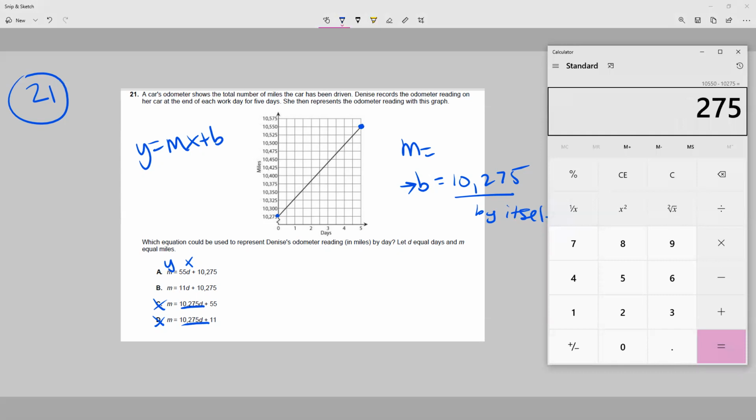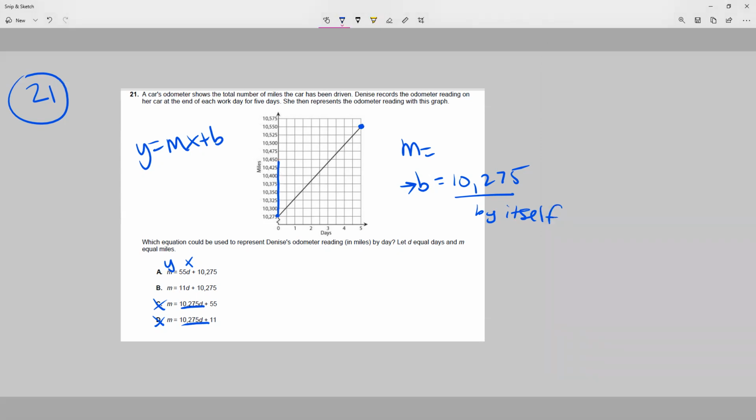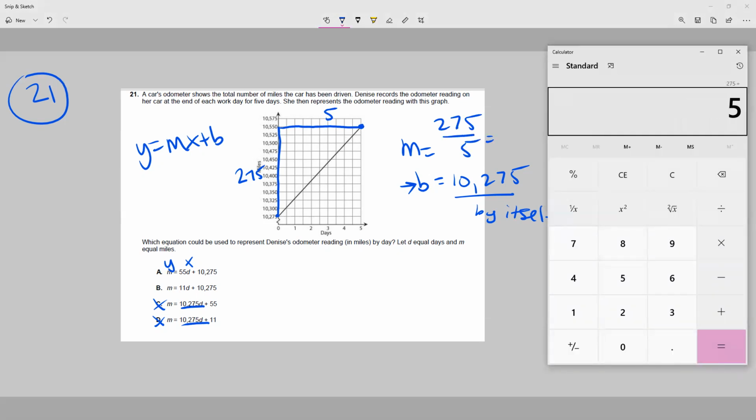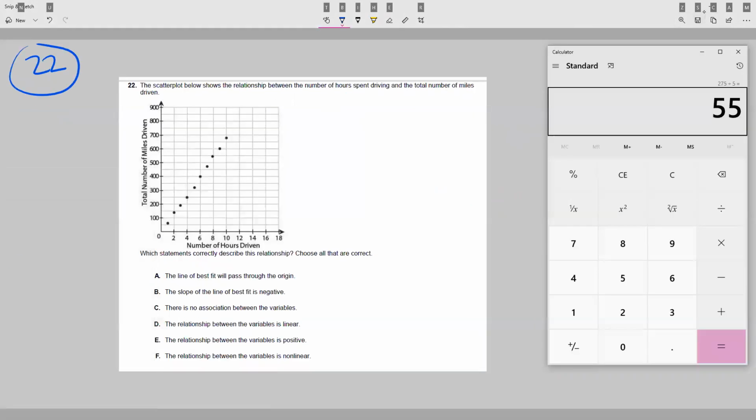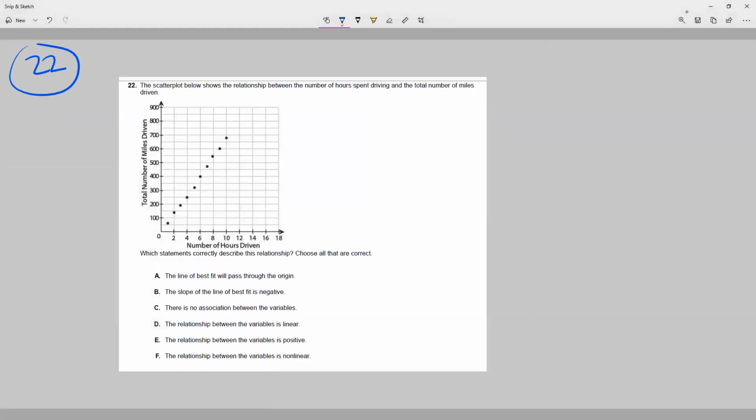It's 275. So to get from here to here, I have to go up 275. And then to get all the way from 0 to this point, it's going over 5. So my slope is 275 over 5, which equals 55. So the rate here is 55, and then it starts at 10,275. All right, getting close to the end.